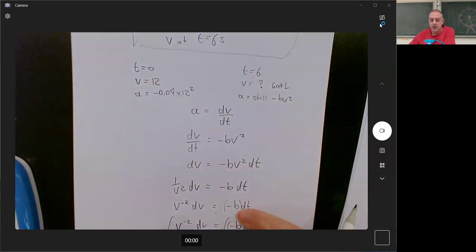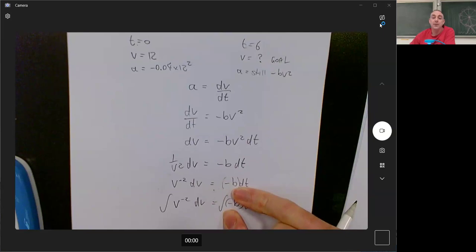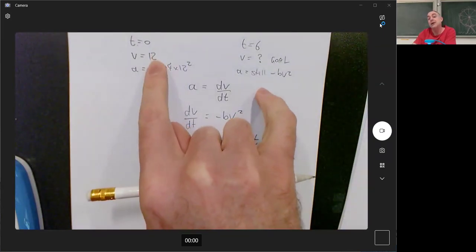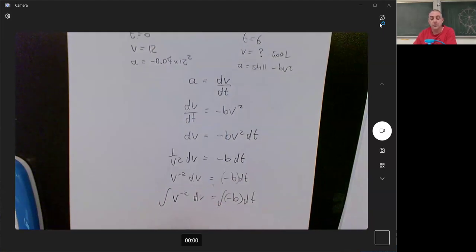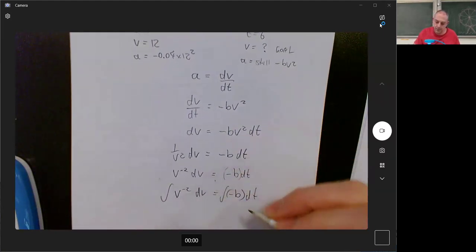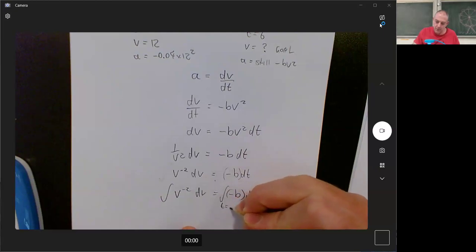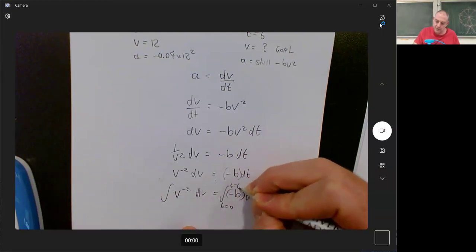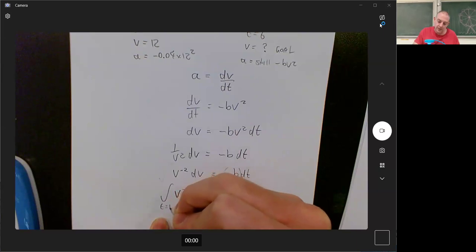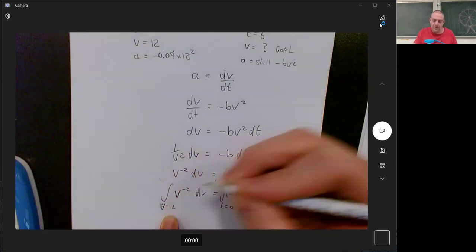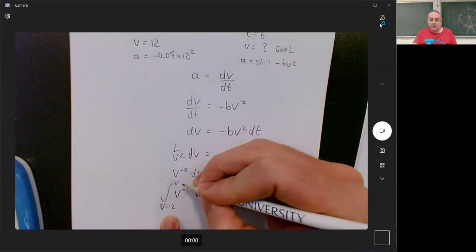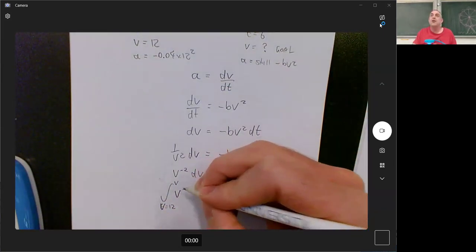But in this one, I do have information about 2 times. And so I can put the time equals 0 and time equals 6 here. And I do have information about one velocity and not another one. And so I can do those things. So I can say this goes from time equals 0 to time equals 6. And the matching velocity at time 0 is 12, and the v is 12. And the matching velocity at time equals 6 is currently unknown.